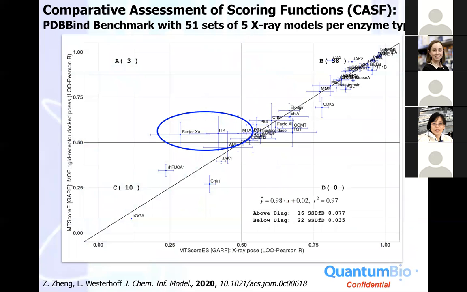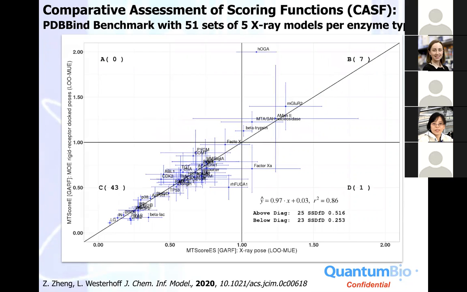Now that could mean that the X-ray pose was just not all that great a pose. Maybe there's something else wrong with it. Crystal structures, as we all know, are certainly imperfect. But in this case, the coverage, the sampling from the docked poses was actually better than the X-ray pose. In this case, they're all very comparable. There's very few that went the other way, and certainly none of them ended up in this lower right-hand quadrant.